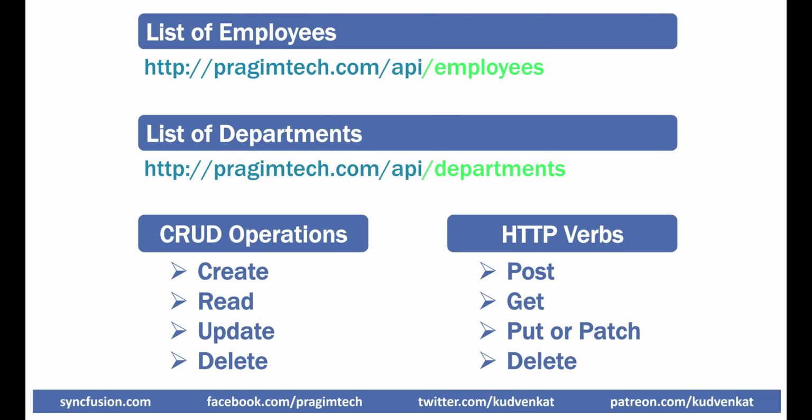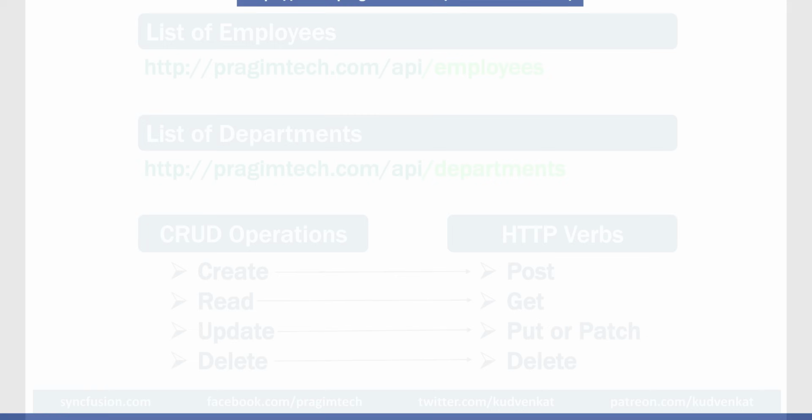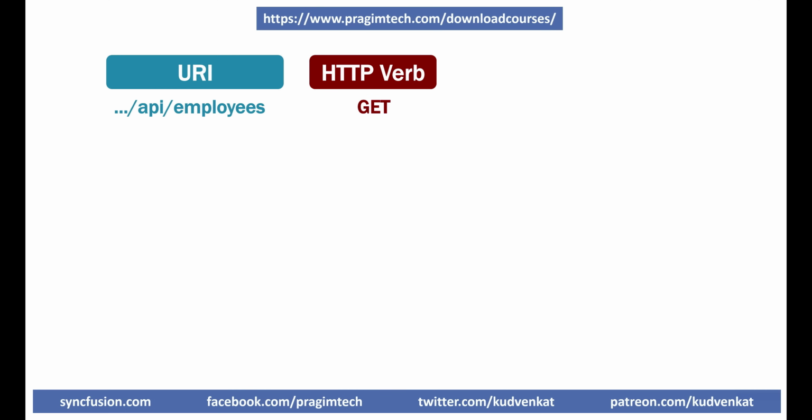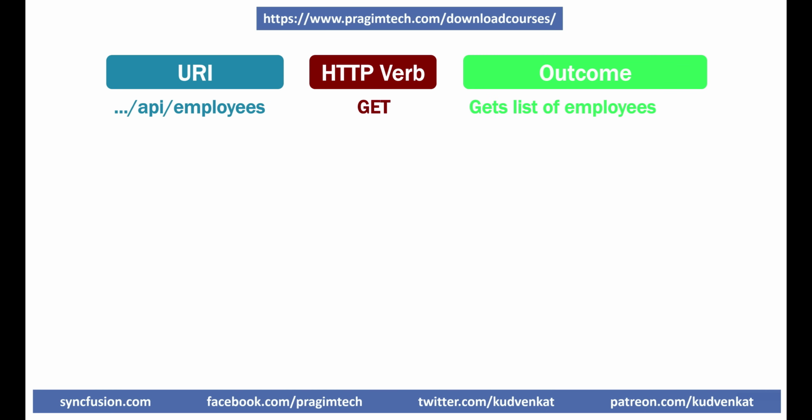The following are the 4 common operations that we do on any resource. For example, create, read, update, or delete a resource. To create a resource, we use the HTTP verb post. To read, get. To update, put or patch, and to delete, delete. So, the combination of the URI and the HTTP verb that is sent with each request tells the API what to do with the resource. For example, the HTTP verb get to the URI /api/employees gets the list of all employees.